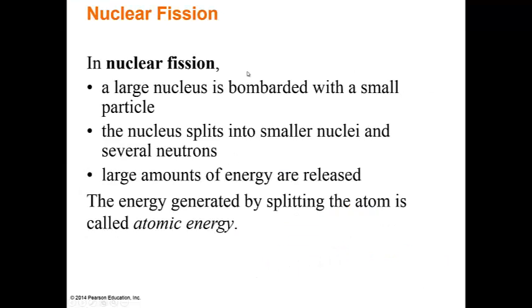So, nuclear fission: a large nucleus is bombarded with a small particle, okay? The nucleus splits into smaller nuclei and several neutrons. So a huge amount of energy is released, and the energy is in the form of heat, okay? The energy generated by splitting the atom is called atomic energy. So if we think about the atomic bomb, what really happened is we split nuclei up, releasing a massive amount of energy, which in the form of heat, pressure, and radiation is what actually destroyed buildings and harmed people.